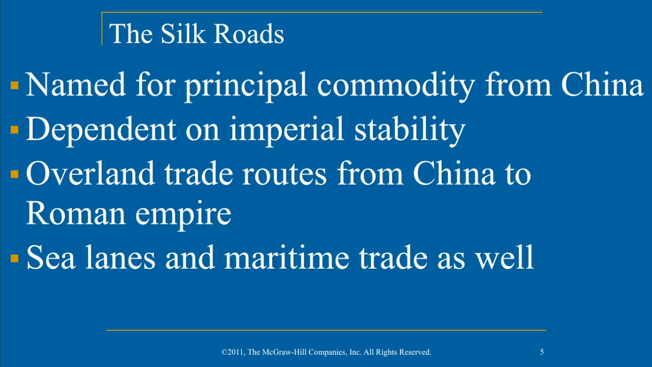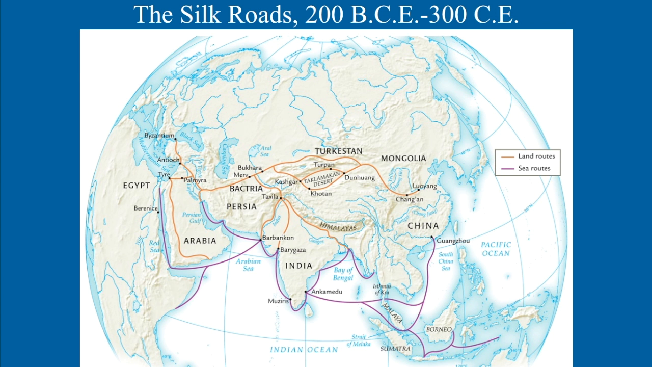At one point, the overland trade routes from China reached all the way to the Roman Empire. And during this time, there's development of sea lanes, which are set up sea routes for maritime or oceanic trade. Here's a picture of some of the land routes that were associated with the Silk Roads between 200 BCE and 300 CE. We've seen this before when we talked a little bit about India. But you can also see the new addition of the purple, which is sea routes, which became pretty standardized processes for trade over the ocean.